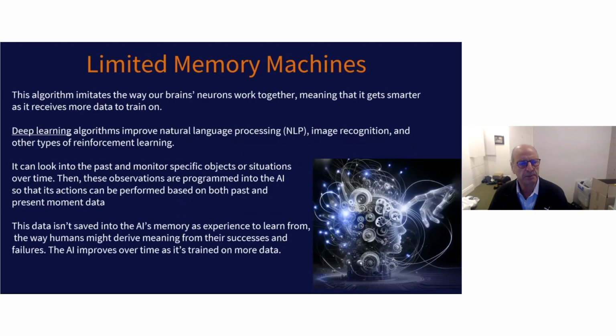Then we have what's called limited memory machines. These algorithms, which are deep learning algorithms such as natural language processing, image recognition, and other types of reinforcement learning, are called limited memory not because they don't have enough bandwidth to remember data. They have a limited ability to remember temporal data and past behavior and then put that into practice. So it can look at specific objects and situations and make a recommendation. A good example is self-driving cars. We can look at the speed, other cars, traffic lights, lines, lanes, and then come up with a recommendation.